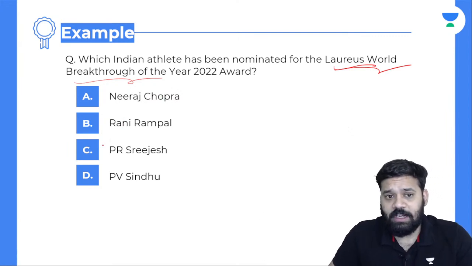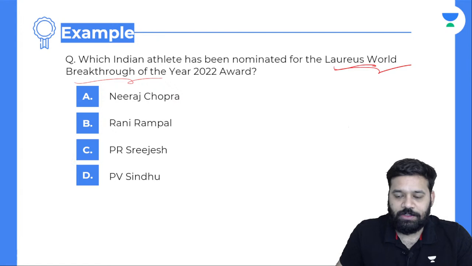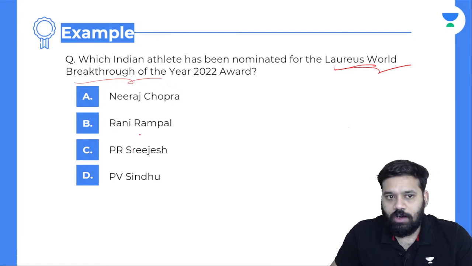Neeraj Chopra, Rani Rampal, P.R. Sreejesh or P.V. Sindhu? Laureus World Breakthrough of the Year 2022 award. Who has got it?